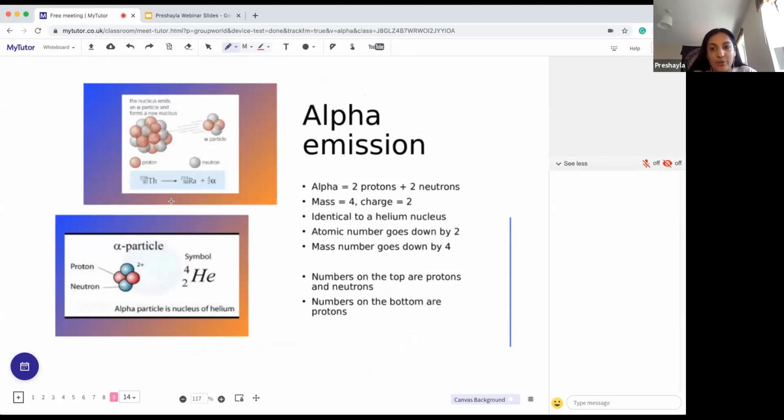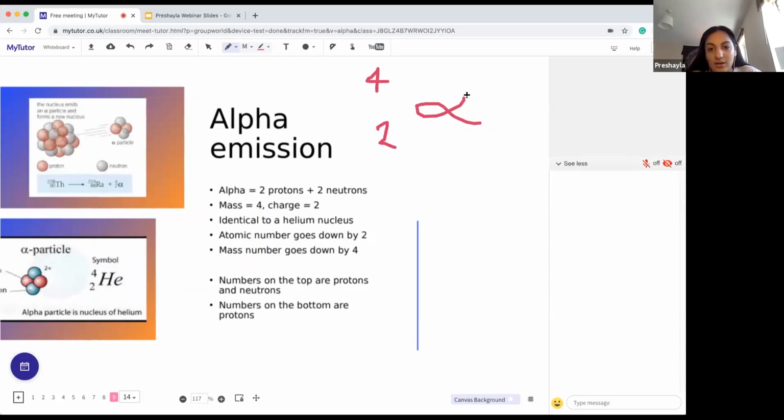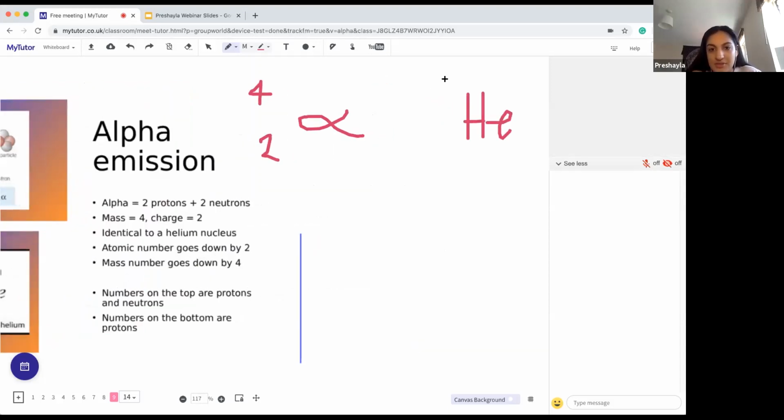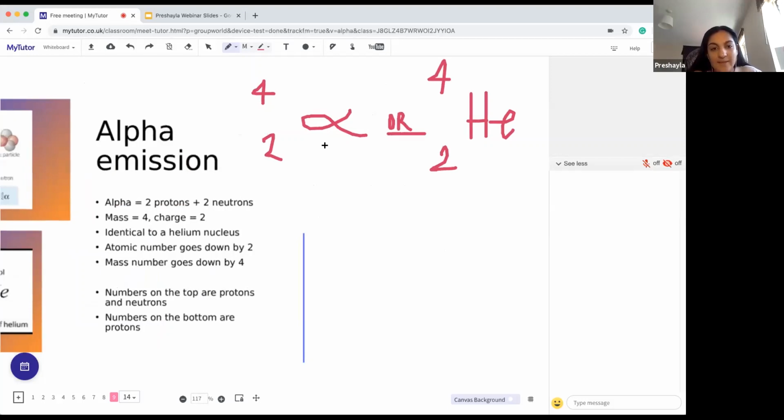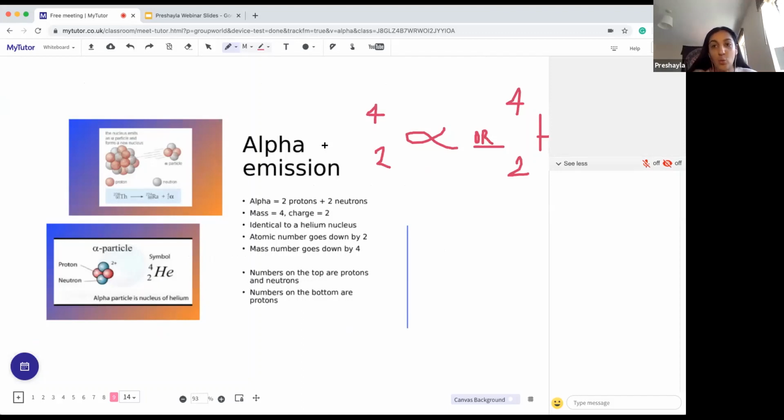Okay, so let's look a bit more into each type of radiation. Let's start with our first radiation, alpha. Now, alpha can either be depicted as this little fish sign or helium. So this is an idea that we've not looked at before. Alpha is actually a helium particle. It's a helium nucleus. Alpha emission, alpha radiation, all it is is helium. Really weird to think about.